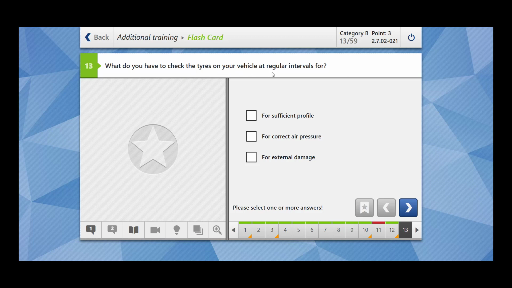What do you have to check the tires on your vehicle at regular intervals for? This question is very important among the technical questions asked during your driving exam. You have to check for sufficient profile, for your tread depth. The minimum tread depth should be 1.6 millimeter. For correct air pressure, this we have seen. If the air pressure is too low, it could damage your tires. For external damage, you have to check if there's an inserted nail or some wear and tear on the outer side of the surface. Remember this question by heart, and also when you are giving your practical driving exam, remember this question.